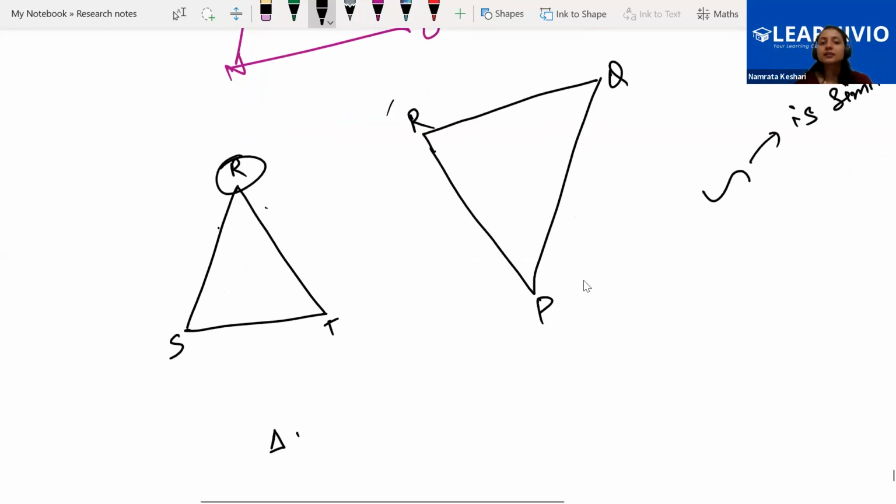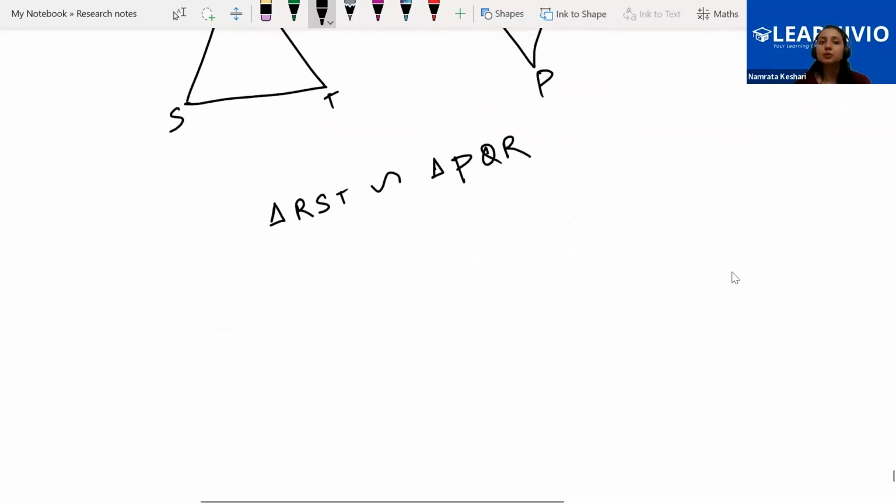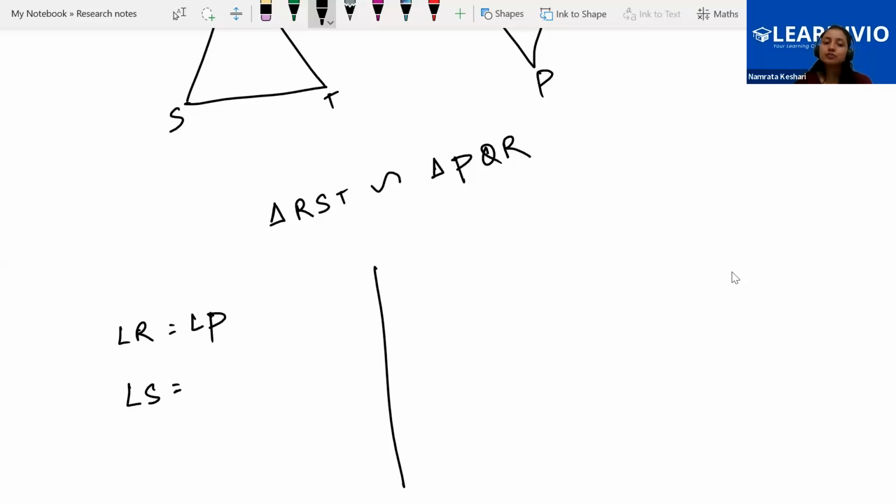So if we are saying that this triangle and that triangle are similar, if I am saying triangle RST is similar to triangle PQR, then what does that mean? You need to understand that. It means that angle R over here is equal to angle P over here. It means that angle S over here must be equal to angle Q over there, the middle one. And it means that angle T over here is equal to angle R over there.